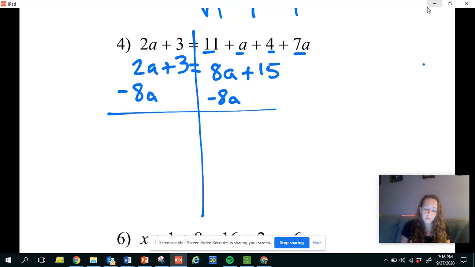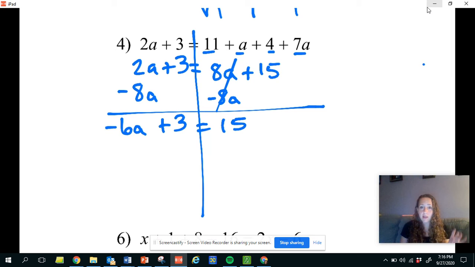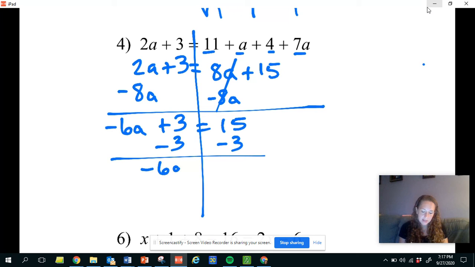Make sure when you're doing this that you do the like terms together, like the a goes with the a, don't subtract it from the 3 or something. But those will cancel. And then I'll get negative 6a, and I'll bring down my plus 3 equals 15. So the next thing I want to do is start getting the a by itself. Now that there's only 1, I want to get it by itself. So I'm going to subtract 3 on both sides to do the opposite. So I'll get negative 6a equals 12.